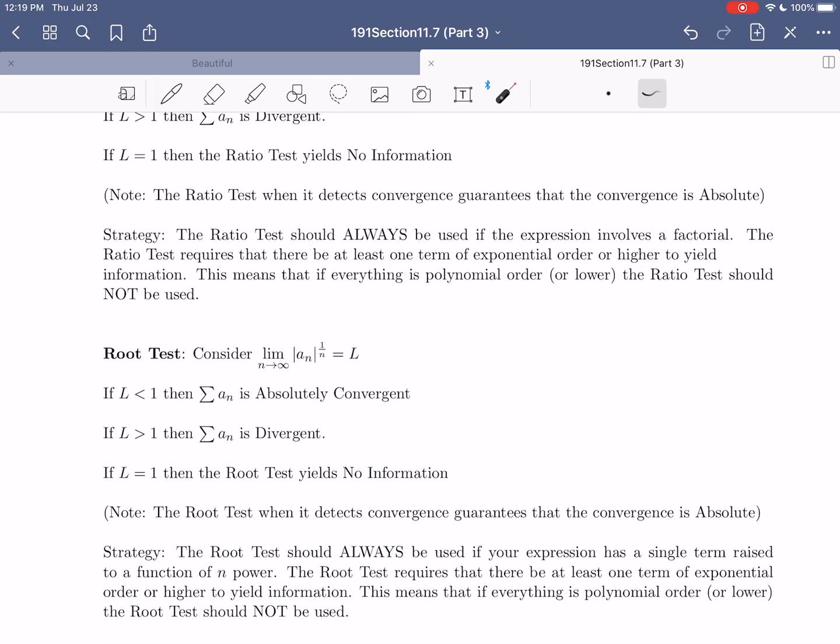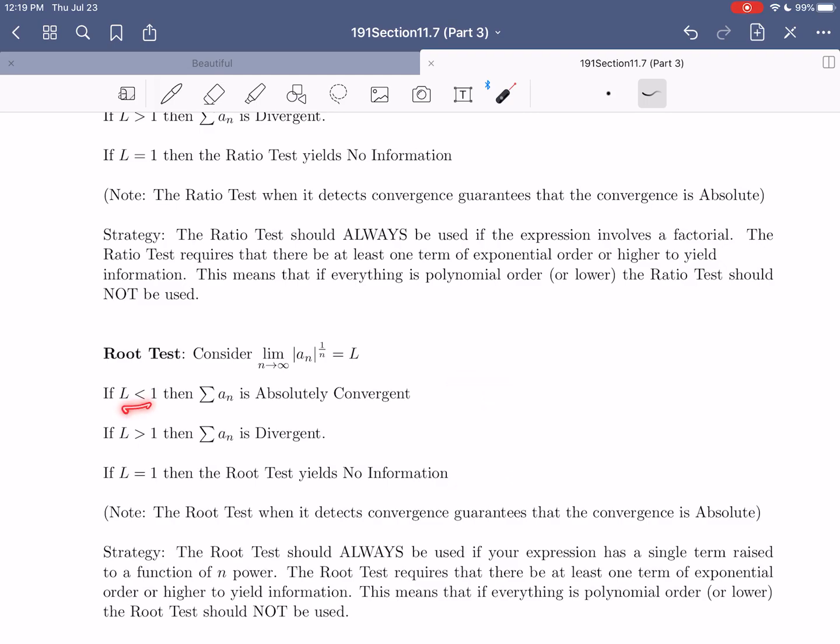Root test, very similar to the ratio test, except that here we investigate the limit as n goes to infinity of the terms in absolute value to the 1 over n. And of course, that's the nth root. And we set that equal to L. Same sort of information here.